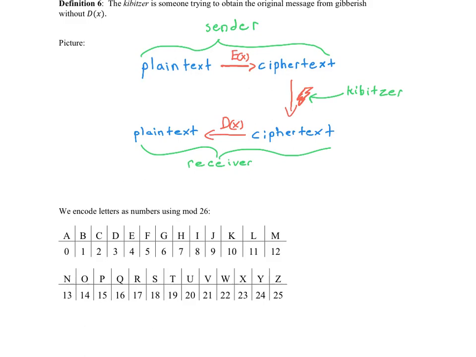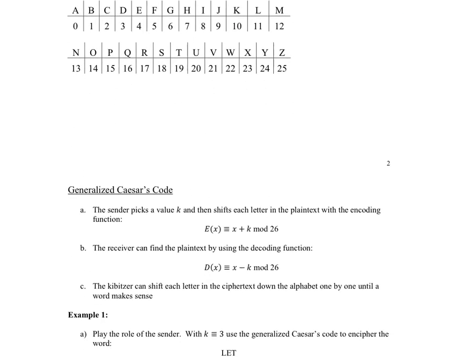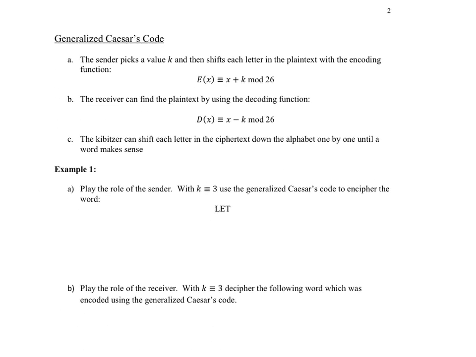So let's look at our very first cipher. This one is called the Generalized Caesar's Code, and this is named after Julius Caesar, who apparently used this code. It was a very simple code, maybe the first usage of cryptography that people ever did, or maybe at least the first one that's recorded in our history books.